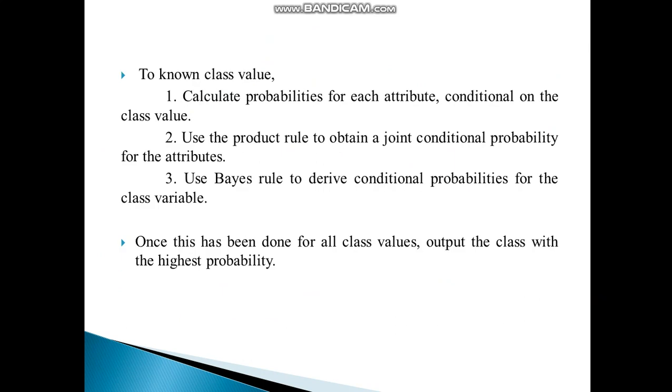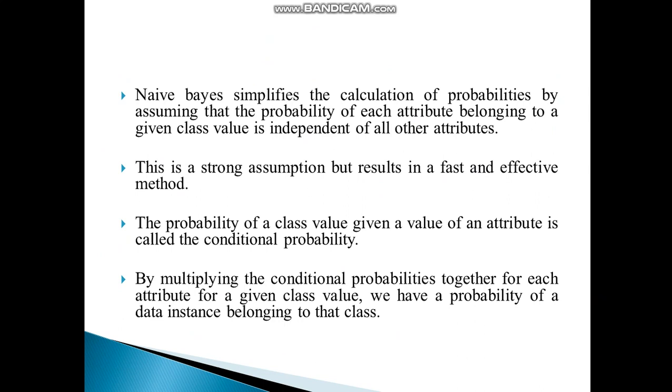To know the class values, calculate the probabilities for each attribute conditional on the class value. Use the product rule to obtain a joint conditional probability for the attributes. Use Bayes rule to derive conditional probabilities for the class variables. Once this has been done for all the class values, output the class with the highest probability.